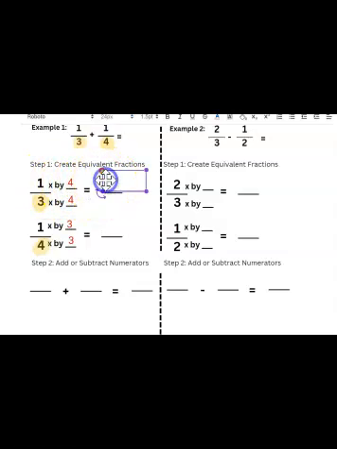1 times 4 is 4. 3 times 4 is 12. 1 times 3 is 3. 4 times 3 is 12. So now we have created equivalent fractions for our original fractions, except these two fractions have common denominators.